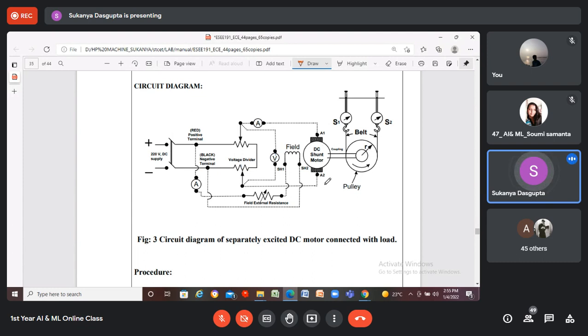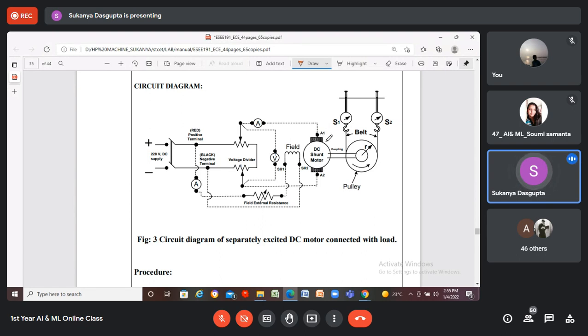Shunt means here, this name shunt implies the constructional design of the machine, right? So basically here field winding is shunted with the armature winding. That's why the name shunt motor. And these two are called brush. This black portion, these two are called brush, right?